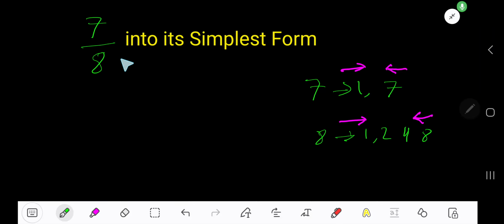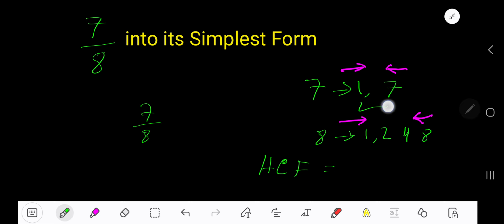How to simplify 7 over 8 into its simplest form? To simplify this fraction, we need to divide the numerator and denominator by the greatest or highest common factor, or greatest common factor.